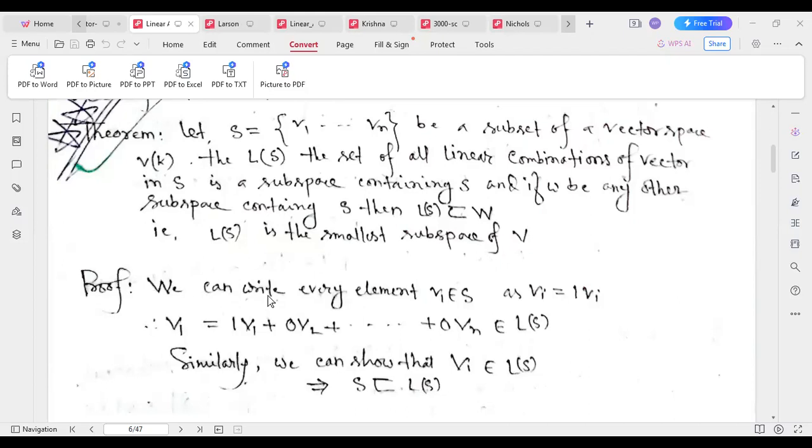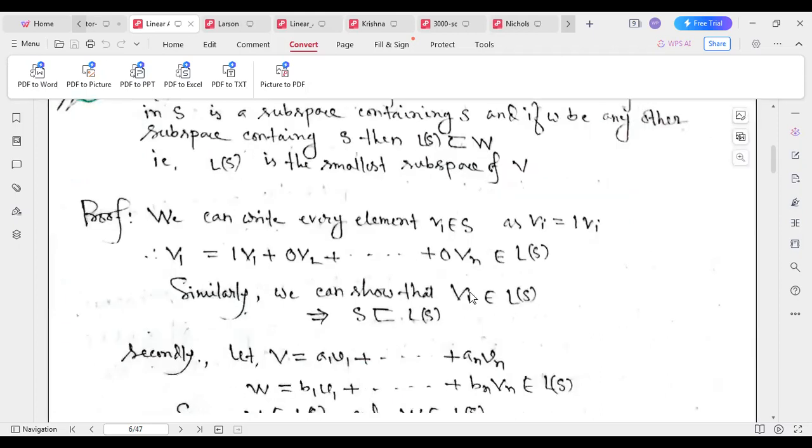So the proof: we can write every element bi belonging to S as bi equals 1 into bi. That means b1 can be written as 1 into b1 plus 0 into b2 plus 0 into b3 plus up to plus 0 into bn, which belongs to L(S), the linear combination set. Similarly, we can show that bi belongs to L(S). In that case, S is a subset of L(S).